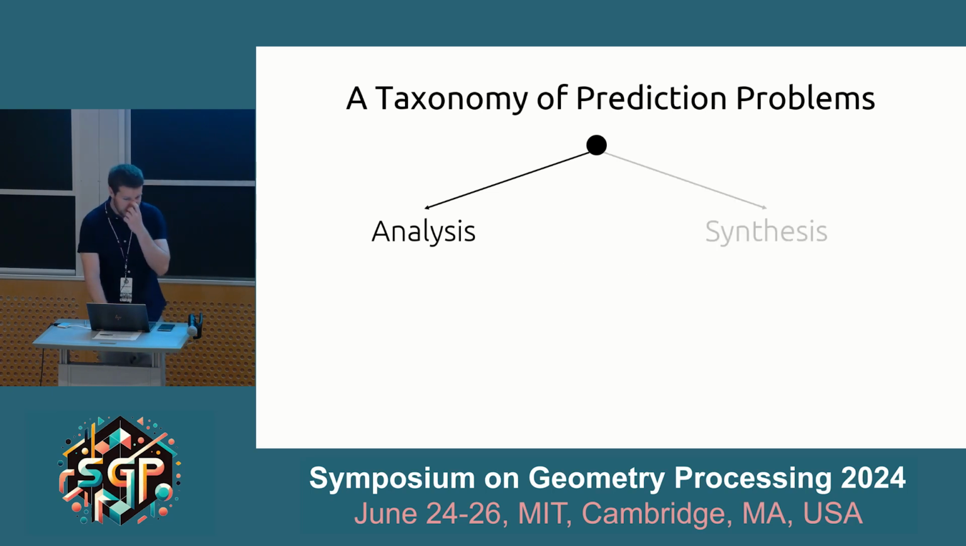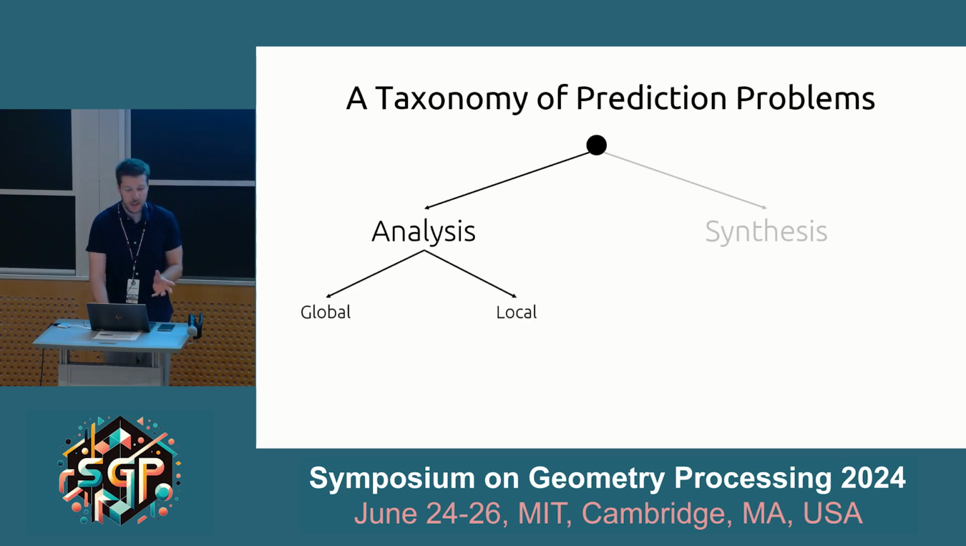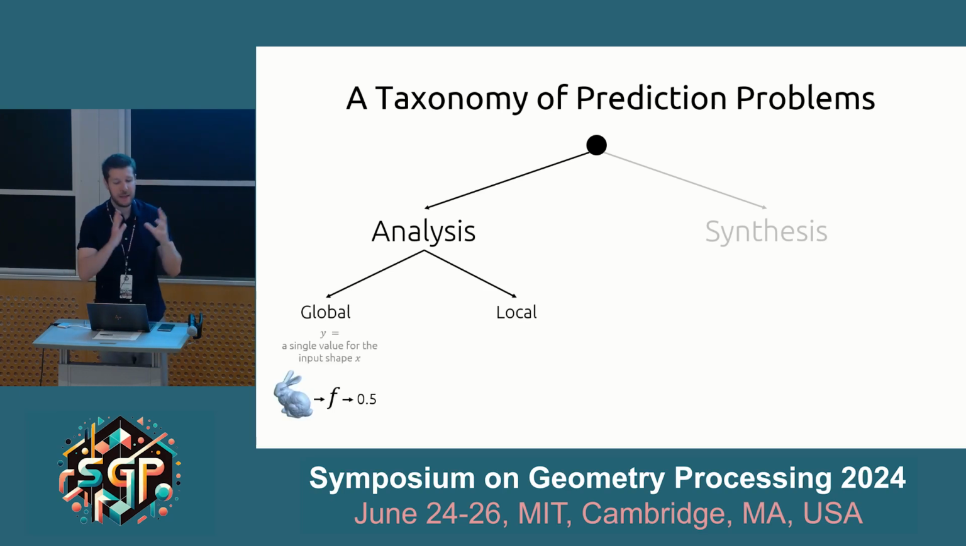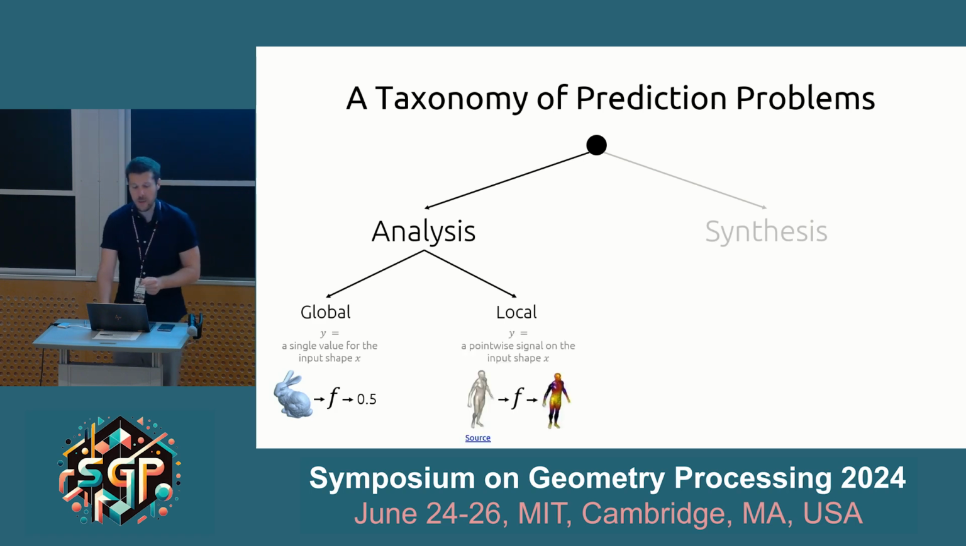We're first going to dig into the analysis side of this tree. We can divide this into what I like to think of as global analysis versus local analysis. For these global problems, we're trying to take our geometry, our input shape, and compute some sort of single value that summarizes that shape. Maybe for whatever reason we have some function, we pass in the Stanford bunny and it tells us 0.5. That's to be contrasted with these local analysis problems where the y that we're trying to compute is actually some sort of pointwise signal across the entire shape, like this example that I've shown here.